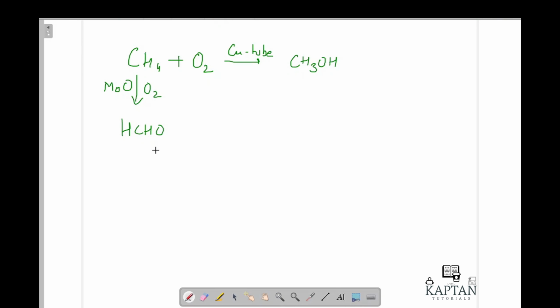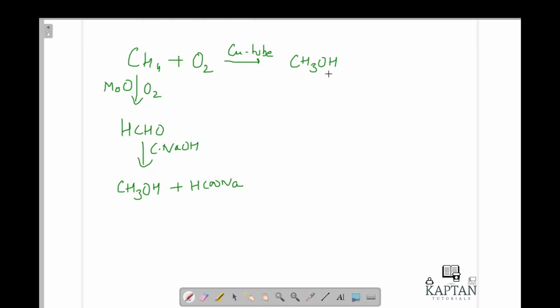Suppose I take HCHO further and use concentrated NaOH here, then it is a name reaction. The name reaction is the Cannizzaro reaction. Then it forms a mixture of two products: methanol, plus a salt, sodium formate, HCOONa. So what we are observing is that if we want to change methane to methanol, we can use this step also, or we carry out in this way, and then it changes to methanol.